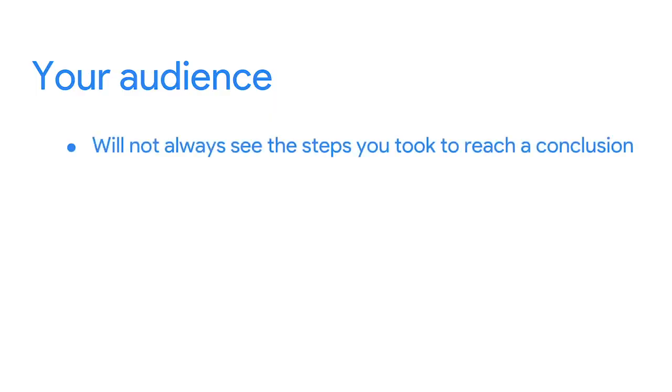and keep them engaged. First, try to keep in mind that your audience won't always get the steps you took to reach a conclusion. Your work makes sense to you because you did it. This is called the curse of knowledge. Basically, it means that because you know something, it can be hard to imagine your audience not knowing it. It's important to remember that your audience doesn't have the same context you do, so focus on what information they need to reach the same conclusion you did.